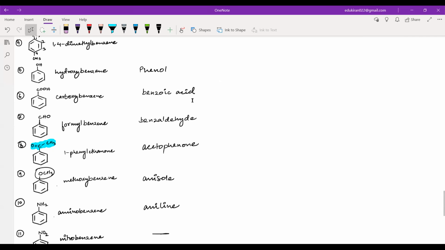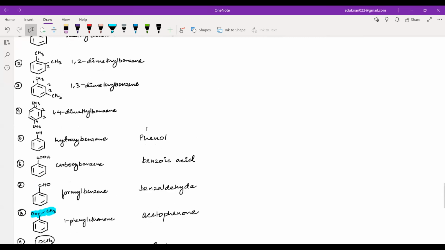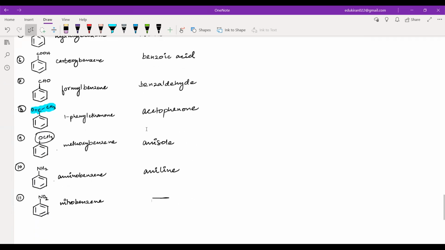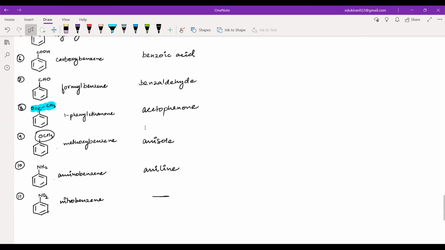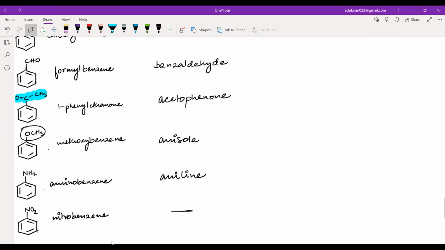Done, guys? Let me know if you're done. So these toluene, phenol, benzoic acid, benzaldehyde, acetophenone, anisole, and aniline are what we call base names, okay? That we use as a base to name the derivatives of these molecules. Write this down, then I will give you some questions to identify the base.